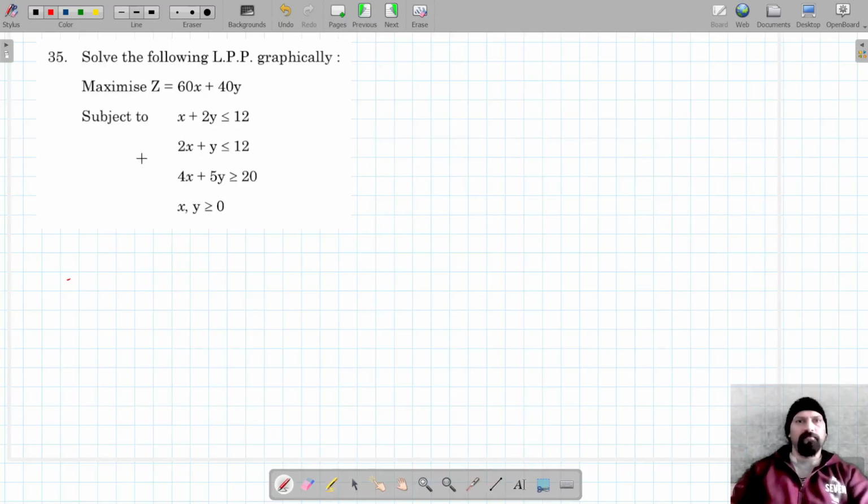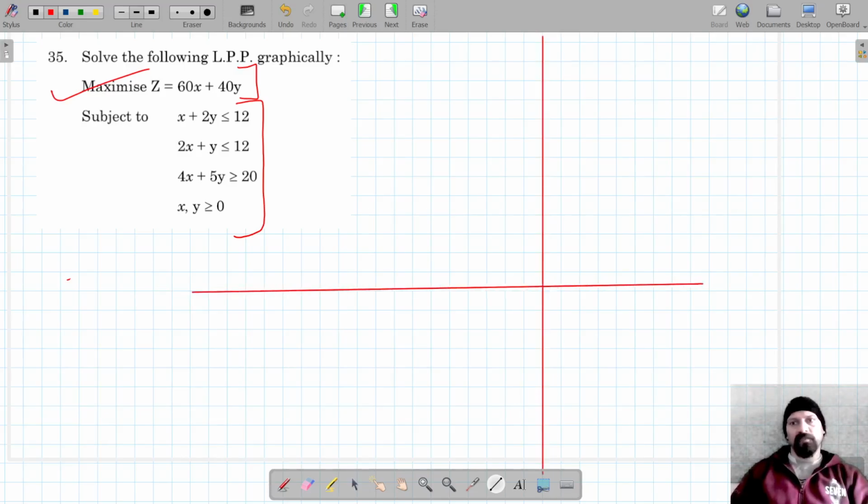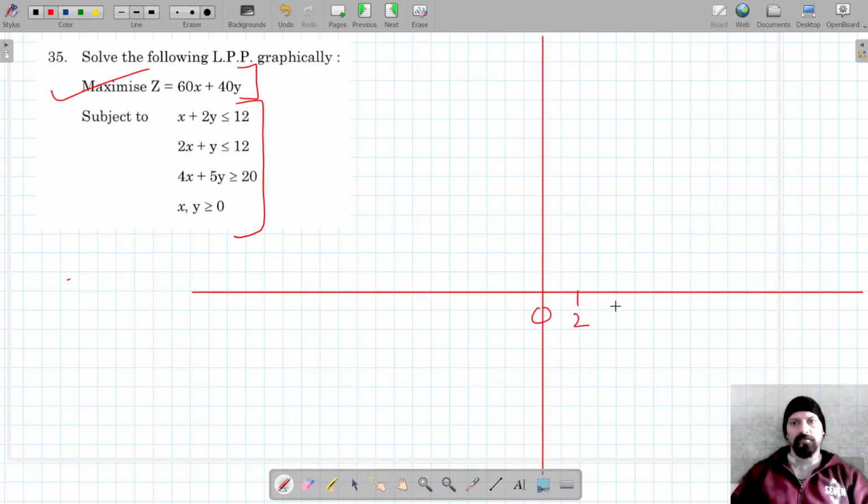Okay, for question number 35, we have to solve the linear programming problem graphically: maximize z subject to the constraints. This is the objective function and these are the constraints. So first of all, let's plot the graph for this. I'm going to take the scale as 2. So 0, 2, 4, 6, 8, 10, and 12. Similarly here, it's 2, 4, 6, 8, 10, and 12.